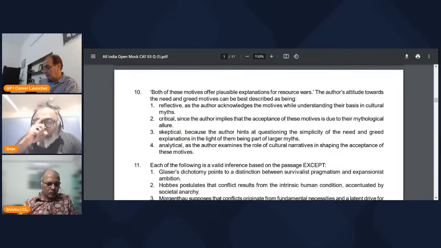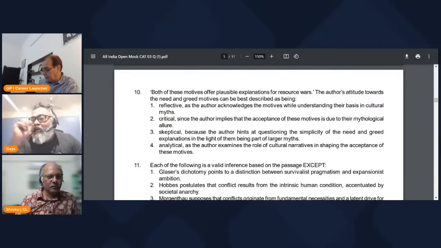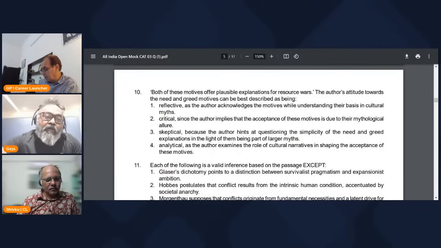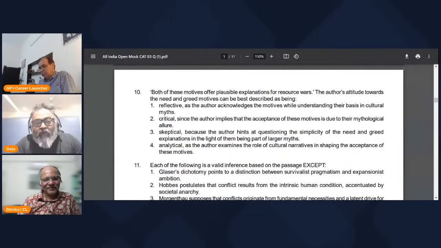The CAT has only once asked a tone question in the entire last 5 years. That was 2020 slot 2, I believe. So it was kind of a question where I thought I will put a tone question in, and the only thing was the options. If you read every option, there is merit in all of them. So basically each one, 25% went for option 1, 25% for option 2, 25% for option 3, 25% for option 4. So this was a sort of painful question.